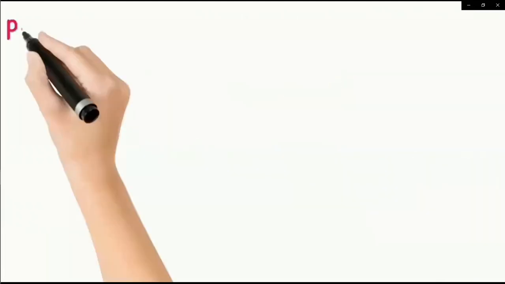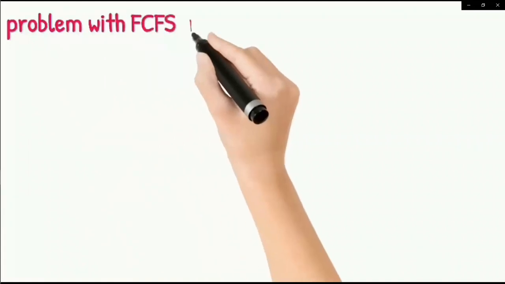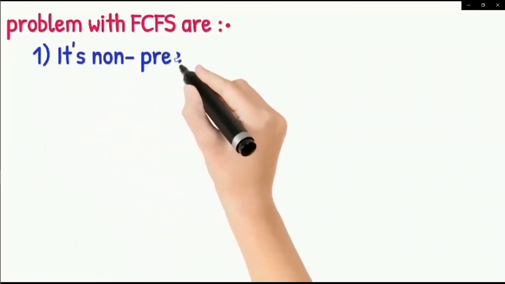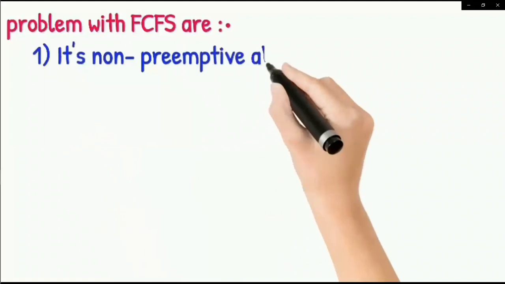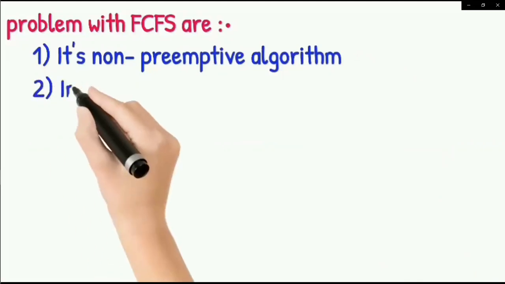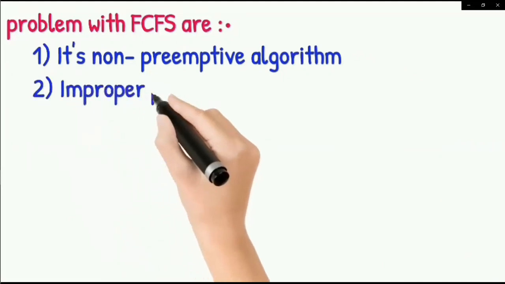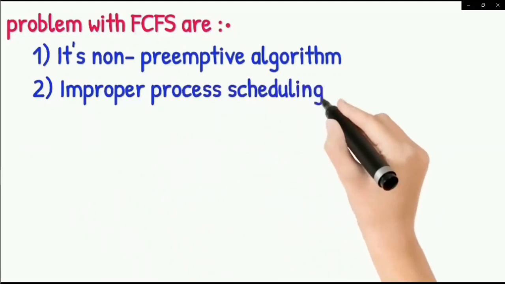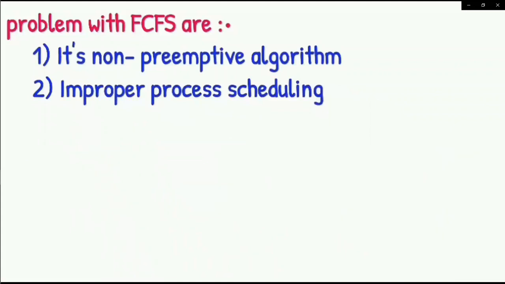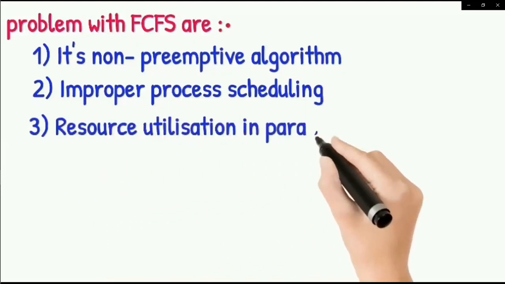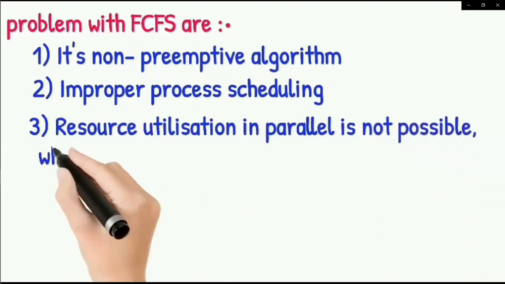So let us see the problems arising in the FCFS algorithm. The first problem is that it is a non-preemptive algorithm. Why am I saying that it is a non-preemptive algorithm? Because the process has no choice. It has to execute the process which is next in the queue. Whatever process is waiting in the queue, that process has to be taken by the CPU. There is no option for the CPU because here we are not considering the priority. So that's why FCFS is a non-preemptive algorithm. The process priority doesn't matter here.